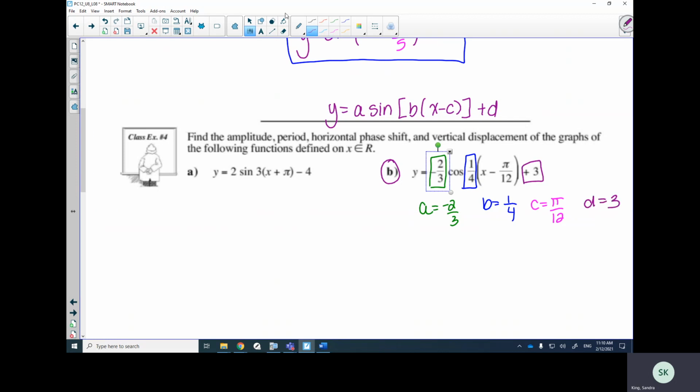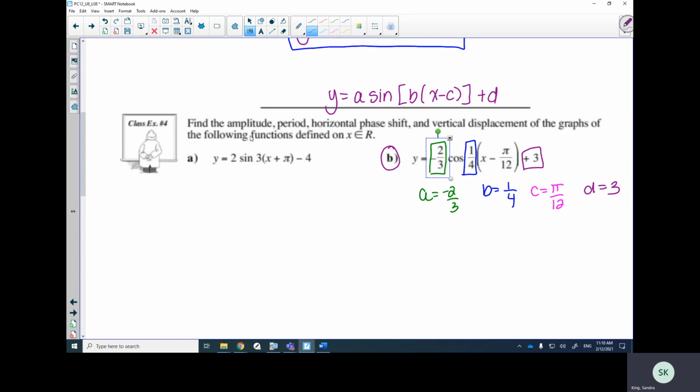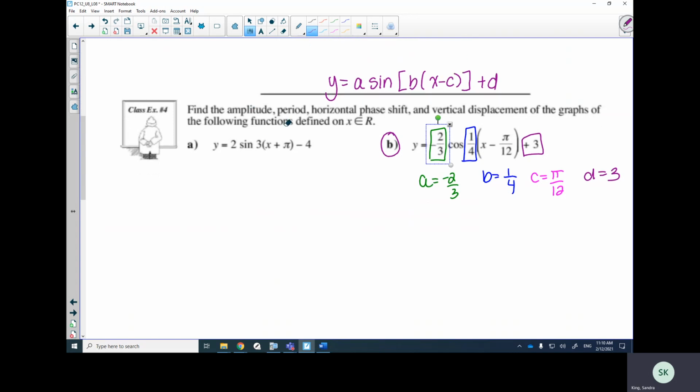Now that I've got the parameters, it wants me to talk about what's the amplitude. Let's do that first. So amplitude is A, and we said that A was negative 2/3. Actually, I shouldn't say the amplitude is A because that's incorrect. What is the amplitude? The absolute value of A. The absolute value of negative 2/3 is 2/3. You can't have a negative height. So the amplitude is always going to be a positive number. The negative is just telling me that there's a reflection, a vertical reflection. But they're not asking that. They're just saying what's the amplitude.